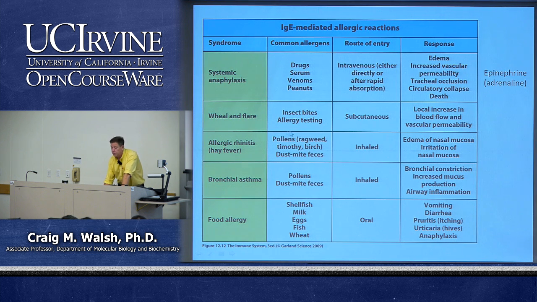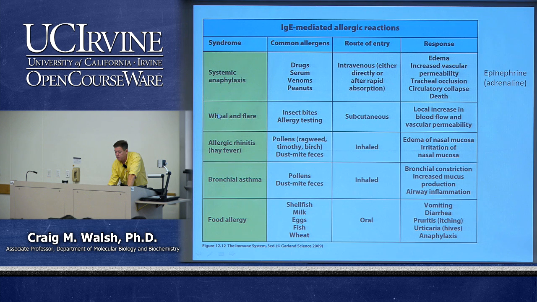So some of the different types of allergic responses that are mediated by IgE include anaphylaxis, and this is in response to drugs, serum products, venom, peanuts, and this is typically something that somehow makes its way intravenously, either directly or through absorption into the gut. And the consequence is that you have edema, which is where you have a lot of fluid retention, increased vascular permeability, the windpipe becomes occluded, and then you can have circulatory collapse, as we'll talk about, and then death. And a treatment for this is epinephrine, which is also known as adrenaline. So we'll talk about in a minute why that works.